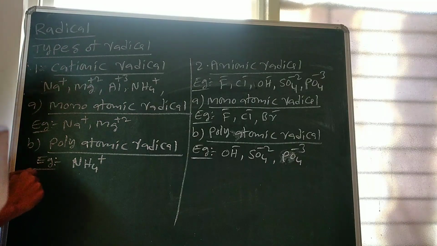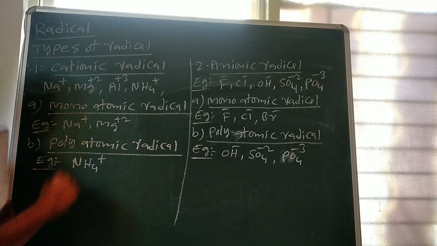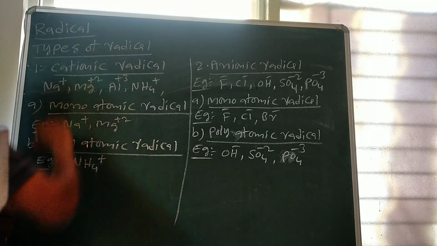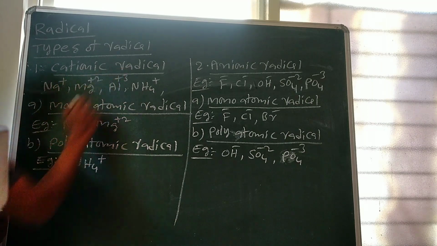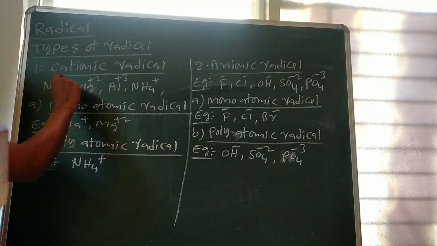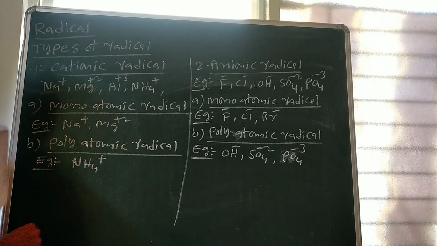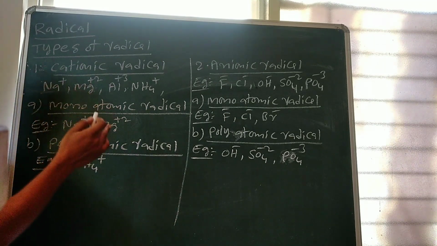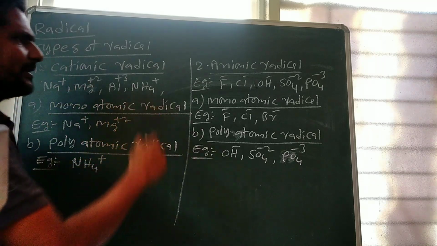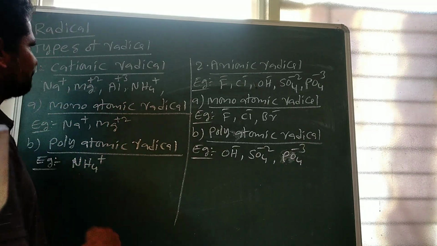Radical. A radical is a charged species. Radicals are classified into 2 types: first, cationic radical, and second, anionic radical. Any element can participate in a chemical reaction to get stability. Some elements lose electrons to get stability, and some elements gain electrons to get stability.